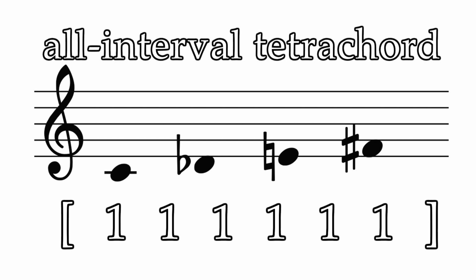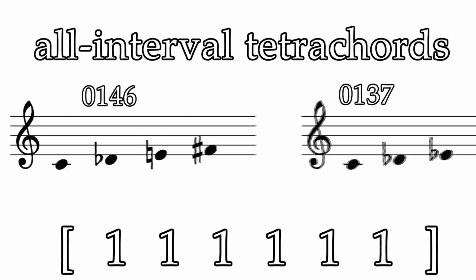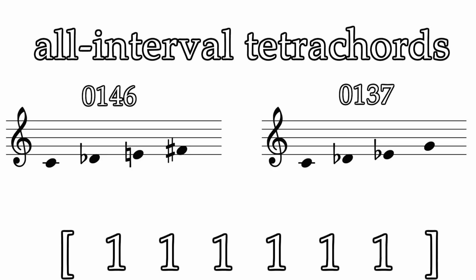Except, this is not the only possible all-interval tetrachord in prime form. Consider 0, 1, 3, 7. This is also an all-interval tetrachord because the interval class vector is precisely the same. As a result, they kind of sound similar, and we can point to the interval class vector as a theoretical understanding of exactly why they do.